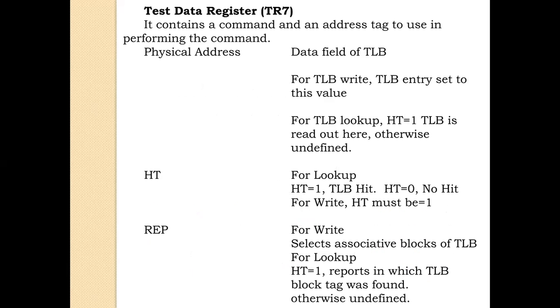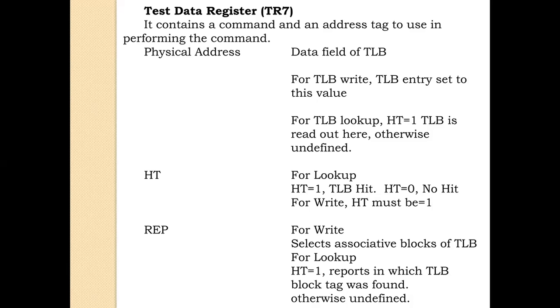Test data register 7 contains the command and an address tag to use in performing the command. Physical addresses, data fields of the TLB. For a TLB write, set a TLB entry to this value. For a TLB lookup, HT is equal to what TLB is read out here, otherwise undefined.